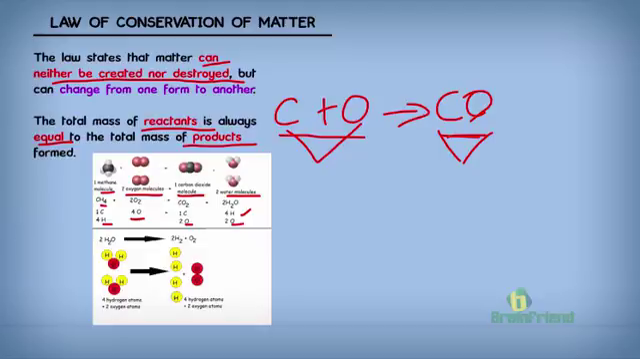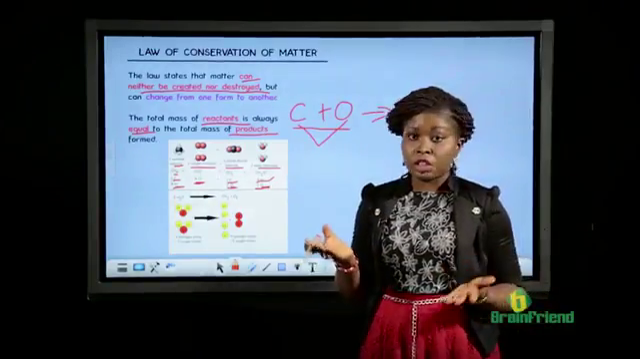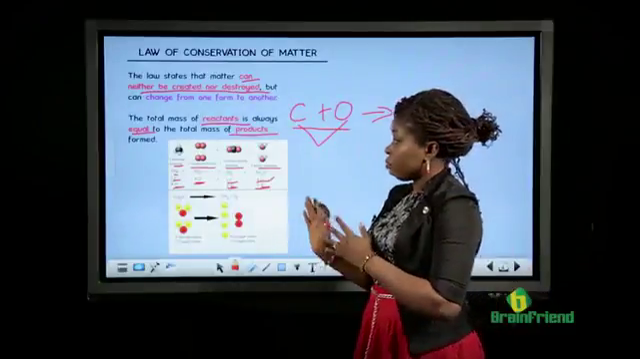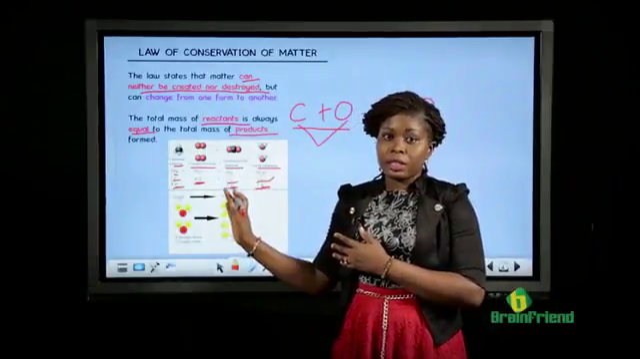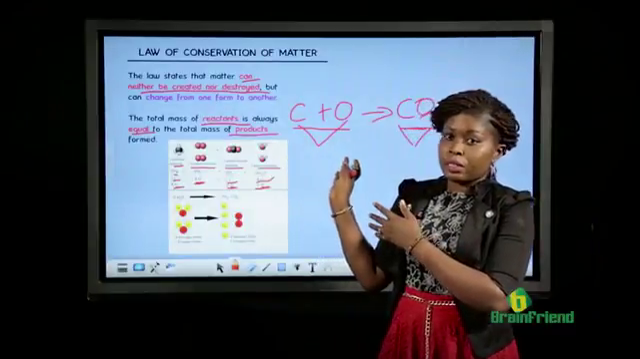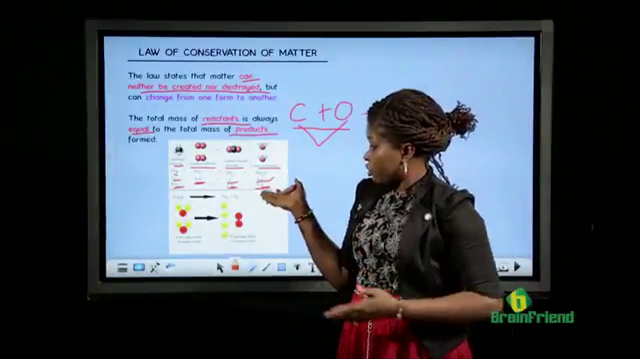You can see that there was no change. If we count, we'll see that this 1 carbon atom remains 1 carbon atom. In the reactant, no other carbon atom was formed. 4 hydrogen atoms, we still had 4 hydrogen atoms in the products. 4 oxygen atoms, we still have 4 oxygen atoms in the products. We have 2 here and 2 here. So we see that there was no addition, there was no subtraction. The same number of atoms that started the reaction is the same number of atoms present in the products formed.